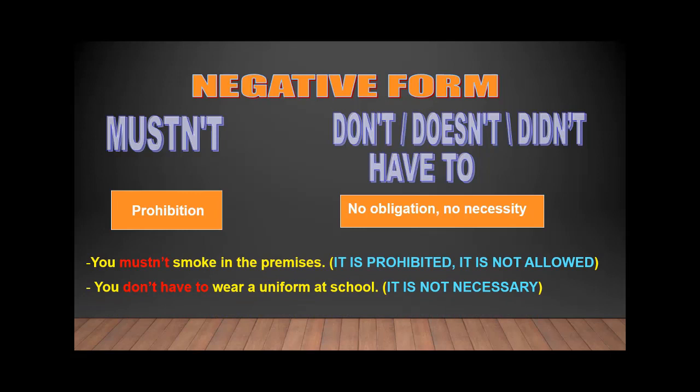You mustn't smoke in the premises means it's prohibited to smoke. It's not allowed to do so. And you don't have to wear a uniform at school. It's not necessary. Means it's your own choice. If you wear a uniform, it's acceptable. If you don't wear a uniform, it's totally up to you.